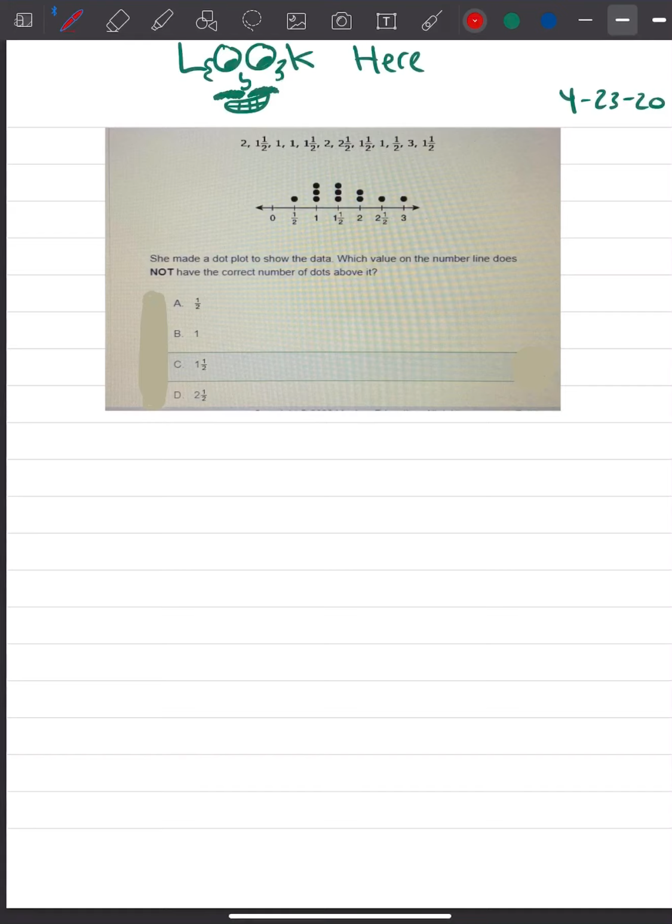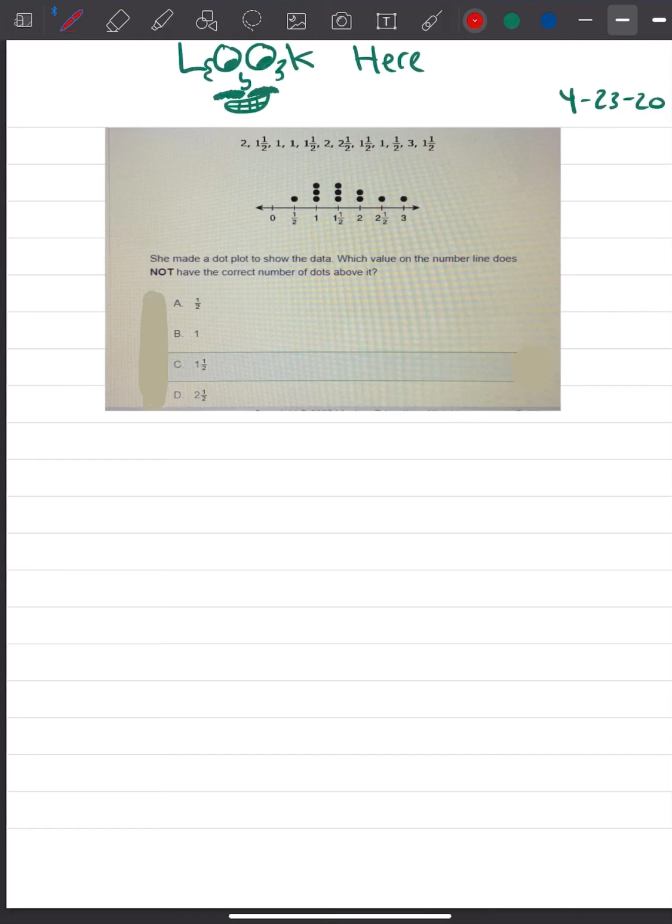So here, I cut off the question a little bit because it didn't fit on the picture. But it's basically showing you that somebody was putting their information on a dot plot, okay? So this is what it's telling you to do. It says she made a dot plot to show the data. Which value on the number line does not have the correct number of dots above it?